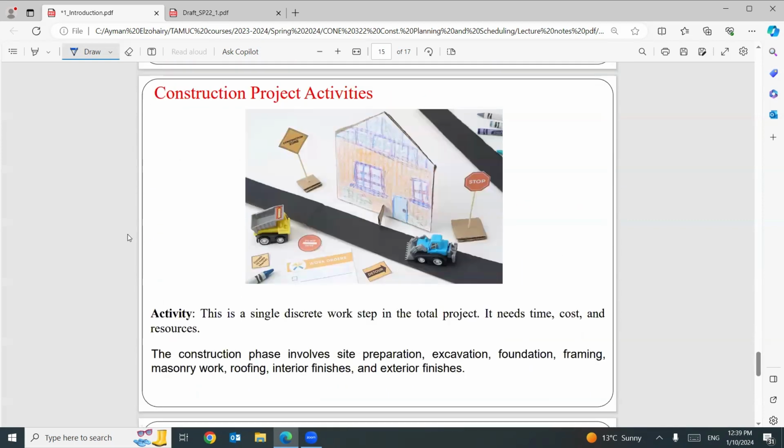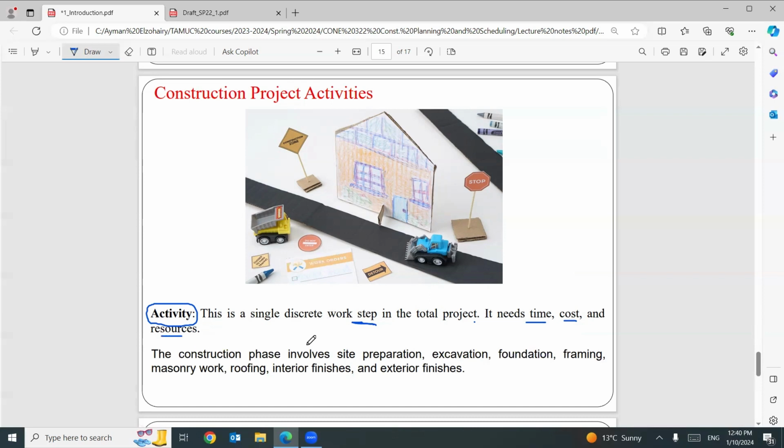Keep in your mind, if you would like to construct a project, any construction project has activities. So if you would like to define the meaning of an activity, this is a single discrete work, just a single, very small step in the total project. And keep in your mind, this activity or this step needs time, needs cost, and needs resources.